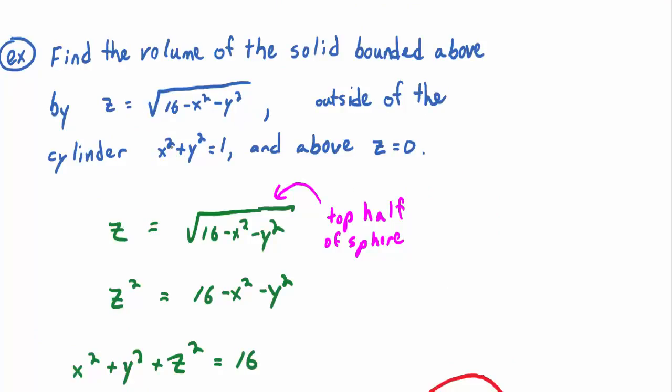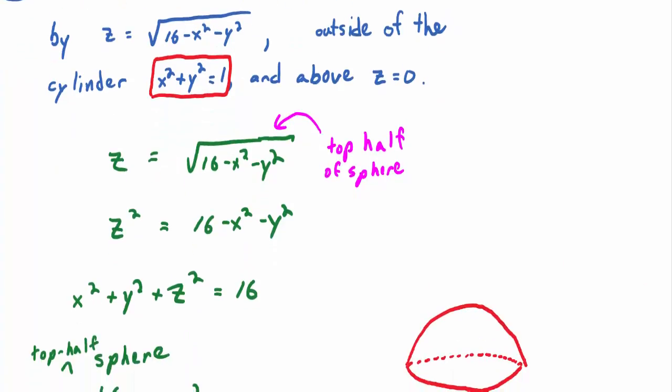Now, it's got to be outside the cylinder. You guys remember what the cylinder x squared plus y squared equals 1 looks like? It's a circular cylinder, right? Of radius 1. And if you graph it in just the xy plane, it's the unit circle, isn't it? So in the xy plane, if that's the origin right there, then the unit circle might look like that.